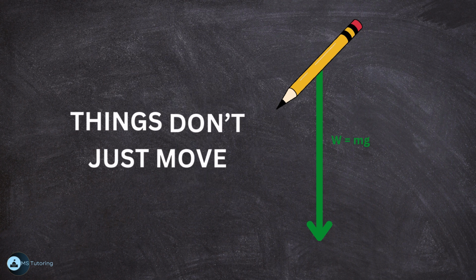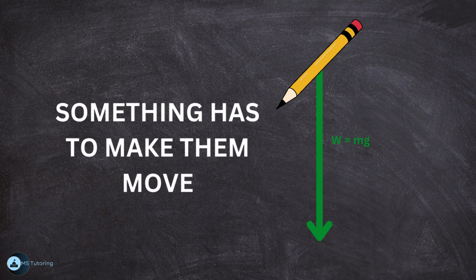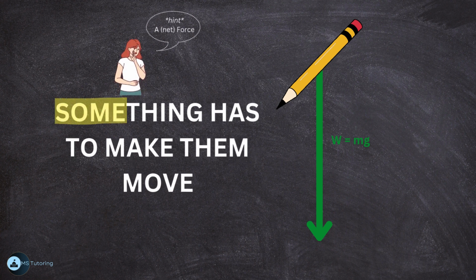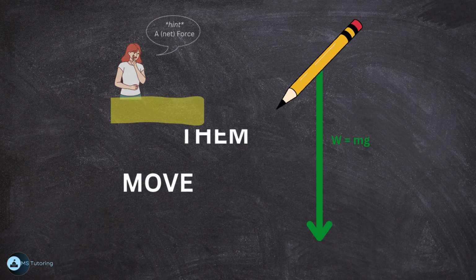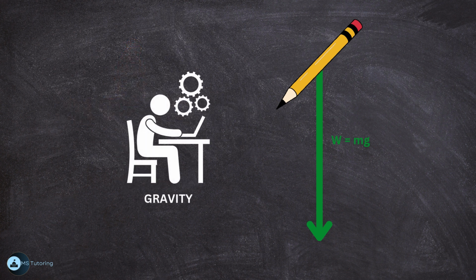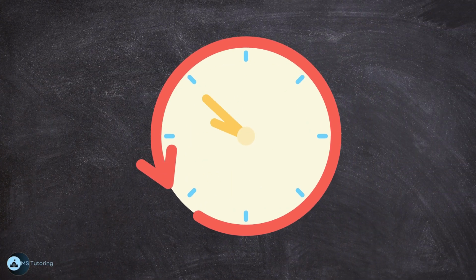Things don't just move by themselves. Something has to make them move. When gravity acts on everything around us, we think it's perfectly expected, but in reality, gravity is exerting itself and makes an effort, i.e. work, to get the pencil to physically move from the height of the table to the height of the ground. Okay, back to our mountain.